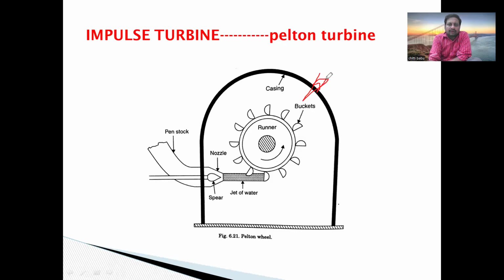So this is about the braking jet. Whenever we need to shut down this power plant, we need to supply water in the reverse direction.